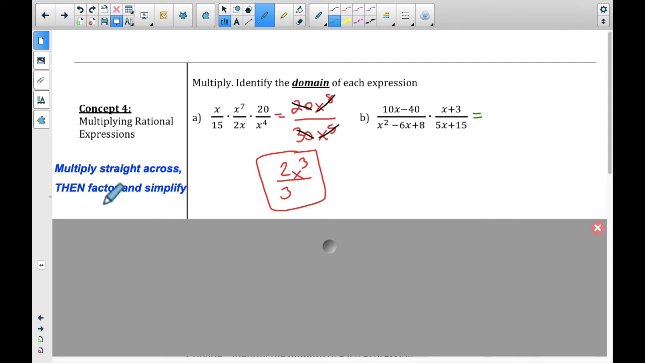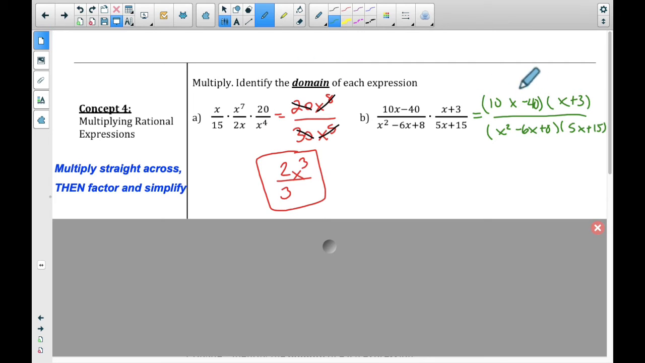I said multiply straight across and then factor and simplify. Even though I said that, and I stick to it, don't distribute just to then refactor it. That doesn't make any sense. So let me just keep this as 10x minus 40 and x plus 3, and in the denominator, x squared minus 6x plus 8 and 5x plus 15. You might say, why? Anyway, let's just go with it.